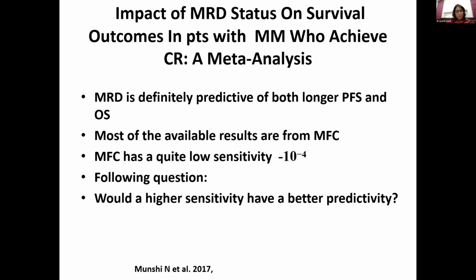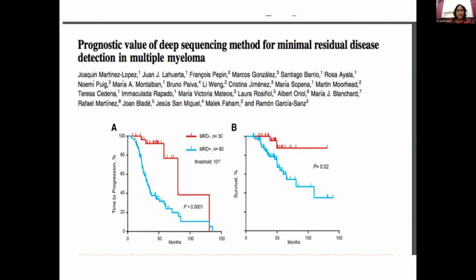And then the question came up, is higher sensitivity better predictive? So they looked at, next slide, the data of the ASO PCR. Next slide, please. And they found, yes, it's much, much better if you have deeper remission. So they said, okay, let's go in for deeper remission. And that's why the NGF, next generation flow, and next generation sequencing came into play. Next slide.